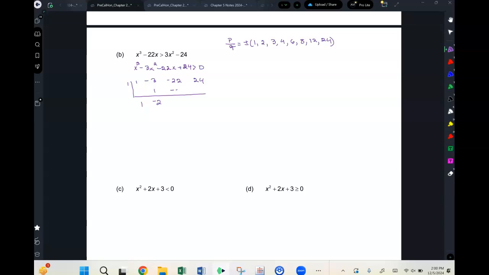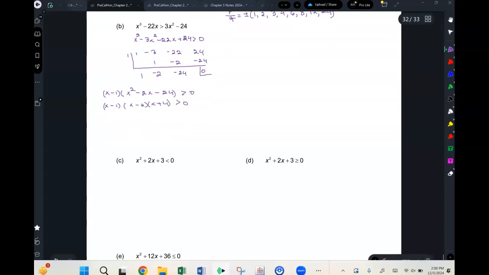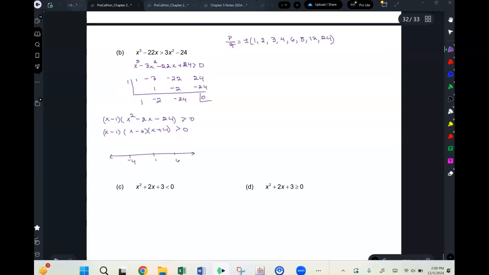Let's see. There's hope. Okay, so now x minus 1, x squared minus 2x minus 24 is greater than 0. Factor some more. x minus 6, x plus 4, greater than 0. Okay, I can find my zeros. So here we go. What are they? Negative 4, 1, 6.